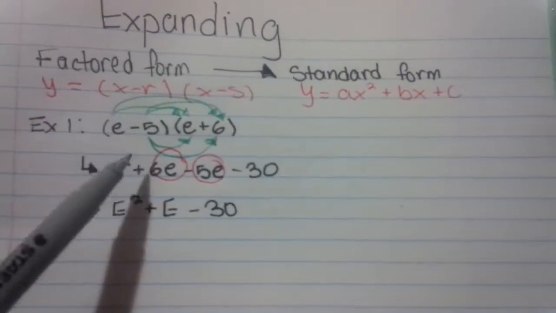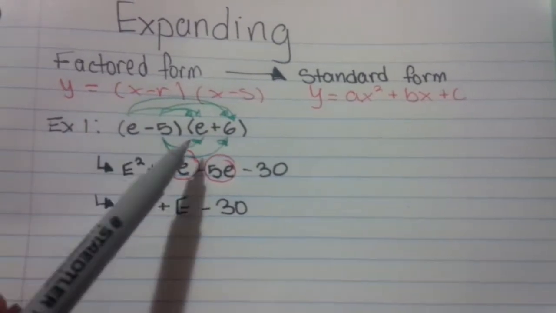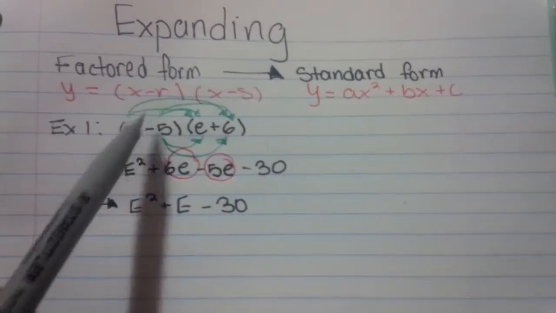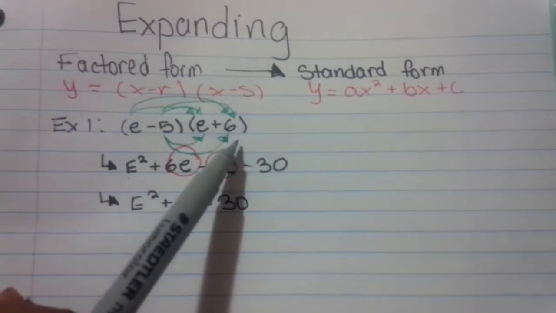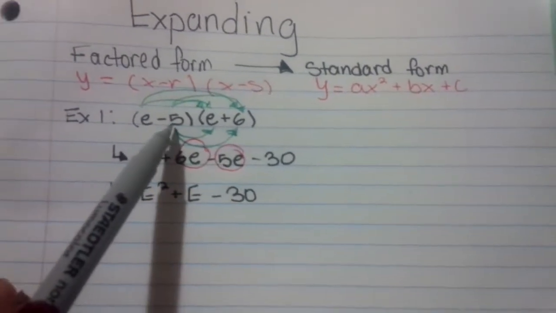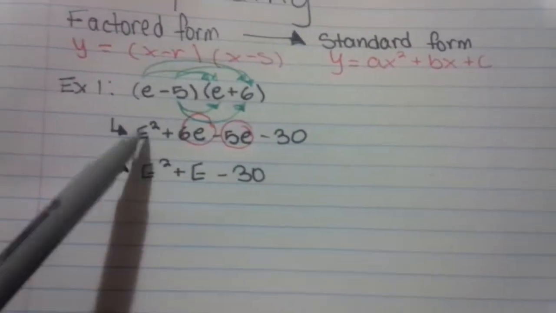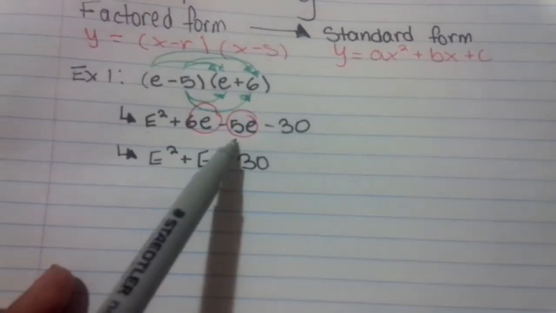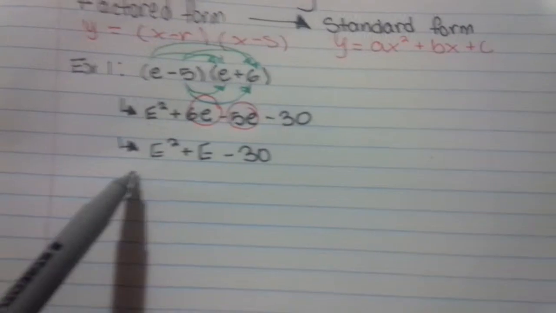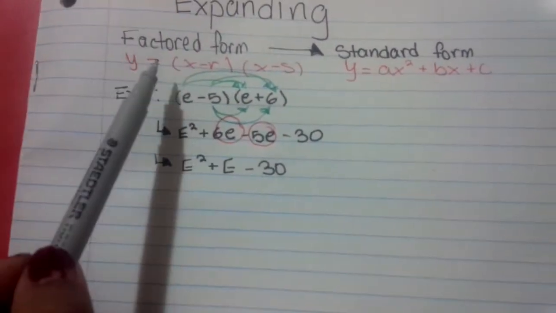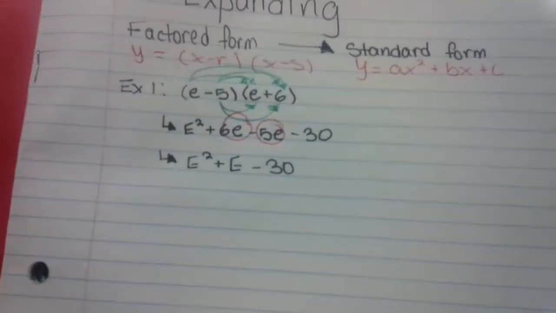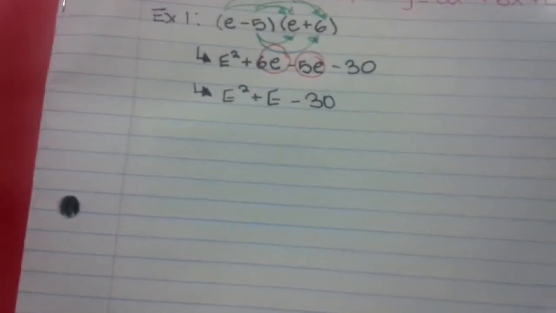So see, before it was in factored form, e minus 5, e plus 6. We distributed e to both numbers in the second brackets, and we also distributed negative 5 to the numbers in the second brackets. And when we did that, we got this, and then we collected like terms, and we got our final answer. So we changed it from factored form to standard form. Let's do another example, but this time there will be a number in front of the brackets.